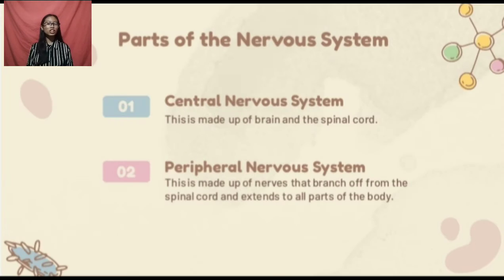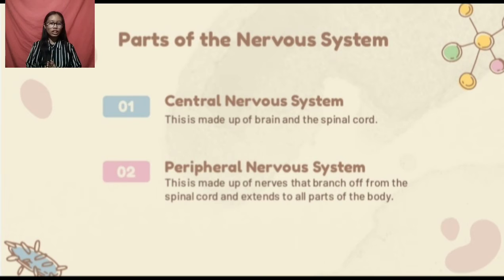Now we will be moving on to the major parts of our nervous system, which are the central nervous system or the CNS and the peripheral nervous system or the PNS. So central nervous system, this is made up of brain and the spinal cord. It controls most functions of the body and mind. It consists of two parts, which is the brain and the spinal cord.